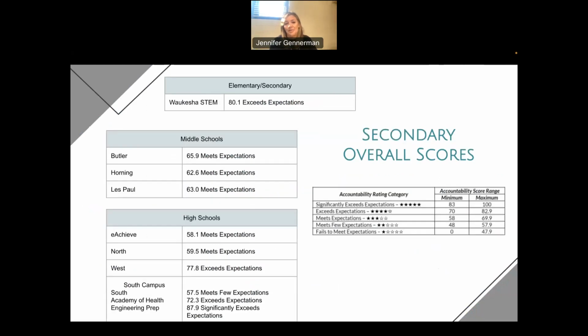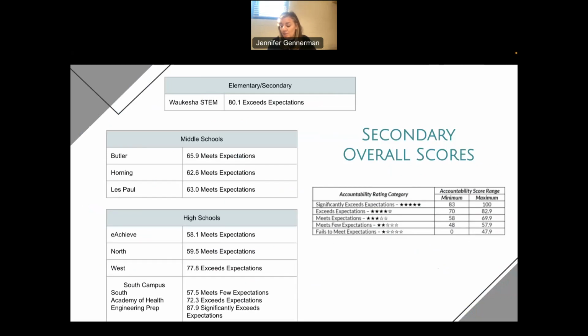All right, so moving on, at the very top of this slide is the elementary secondary, where we have Waukesha STEM. They had a score of 80.1, which exceeds expectations. Next, you'll see that our middle schools performed all within very close ranges of each other. They all fell within the meets expectations category. Our high schools are listed here.